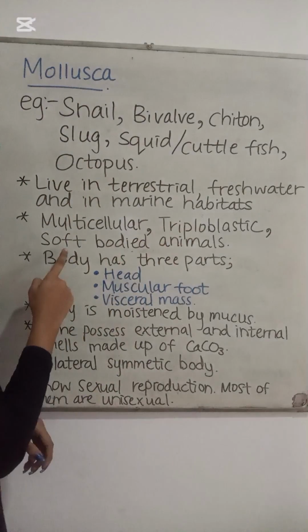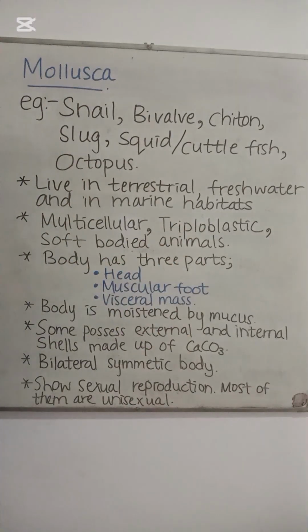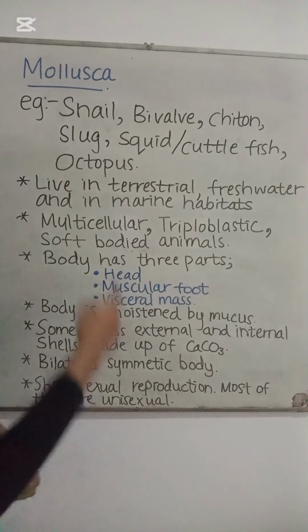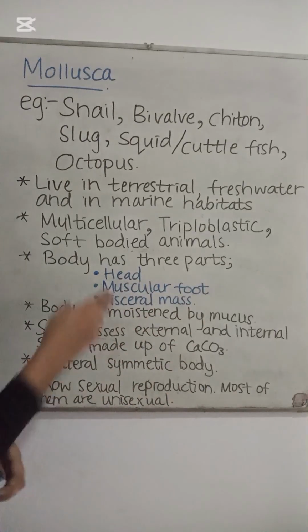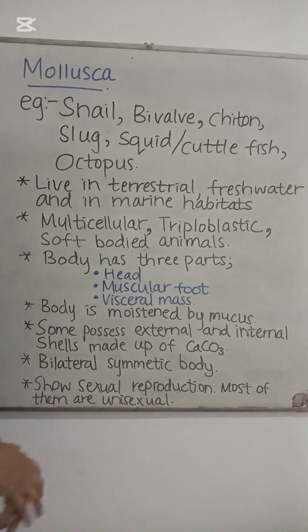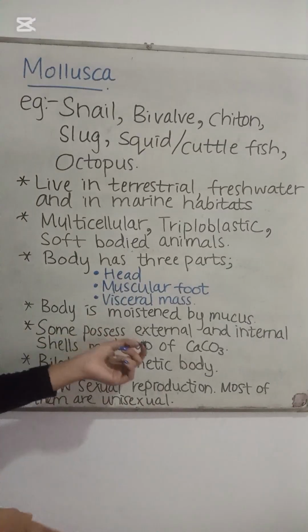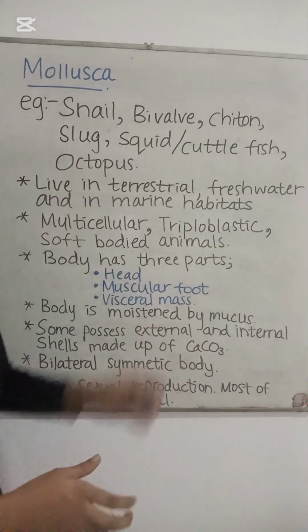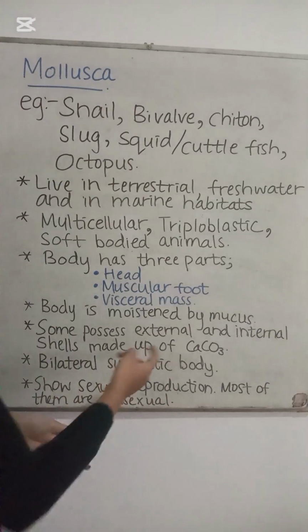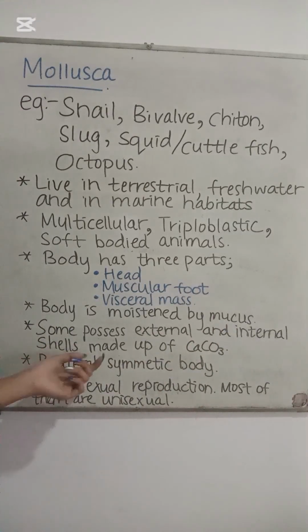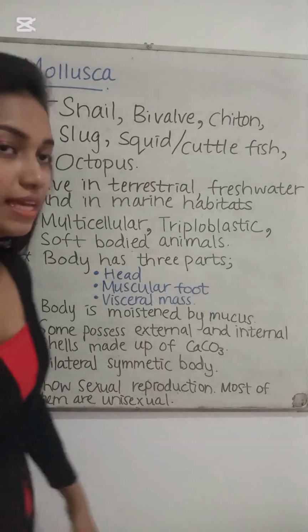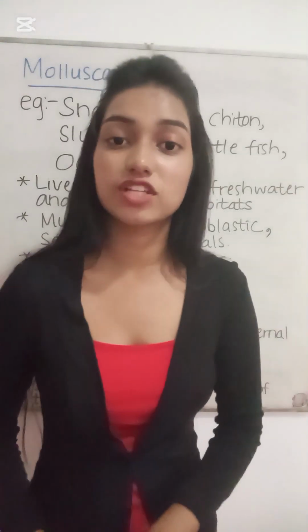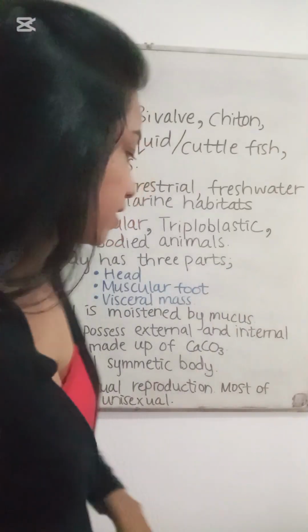And remember, they are soft-bodied animals. And their body has three parts. The three parts are head, muscular foot, and the visceral mass. Body is moistened by mucus. Think about the snail, you know that. The snail's body is moistened by mucus. Some possess external and internal shells made up of calcium carbonate. Snail is having an external shell and that shell is made up of calcium carbonate.